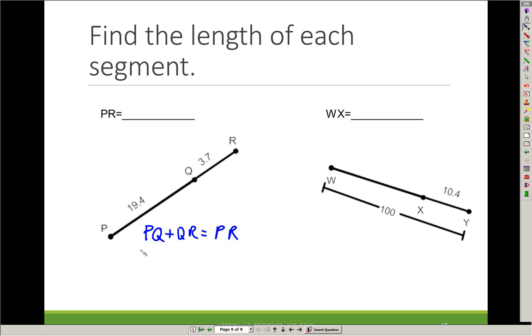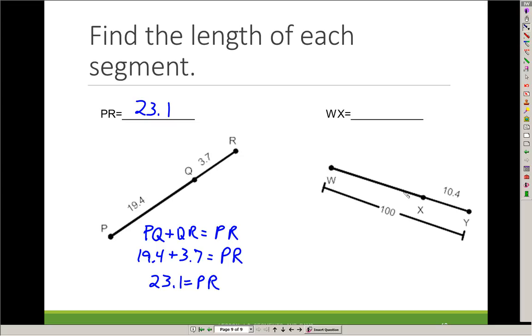Measure of segment PQ is 19.4. Measure of segment QR is 3.7. And I'm looking for the measure of segment PR. Put these together. That's a 23.1. And I'm finished. So the measure of segment PR is 23.1. Add the parts up to equal the whole thing.